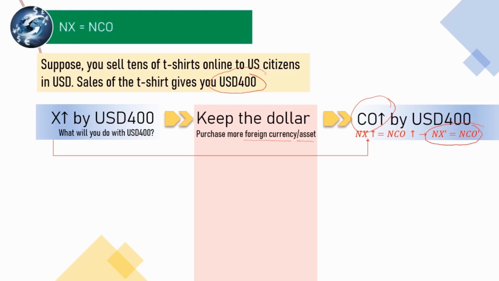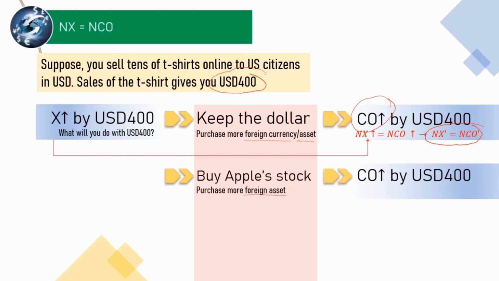The second possibility is you may use the dollar to buy a US company security, say Apple stock. It is clearly a purchase of foreign assets, capital outflow. Then, just like the first case, the net export increase is accompanied with the increase in net capital outflow. Net export again is equal to net capital outflow.